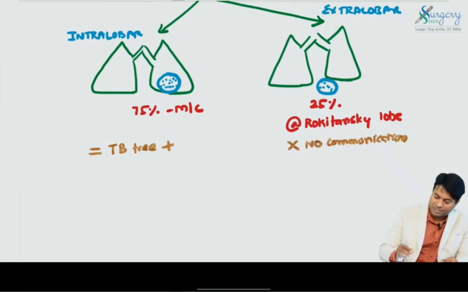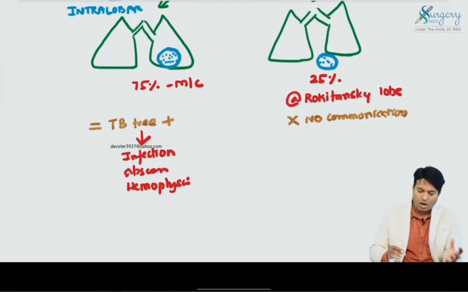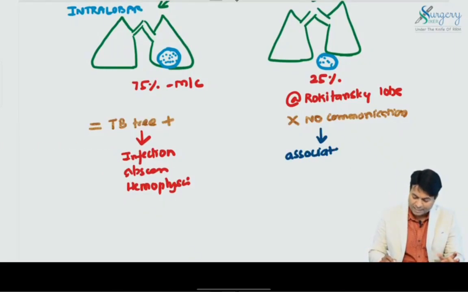Since intralobar sequestration has communication with the tracheobronchial tree, it can get infection, it can get abscess, it can get hemoptysis. All problems can happen in this. Extralobar sequestration will not develop these complications, but it is usually associated with congenital diaphragmatic hernia.